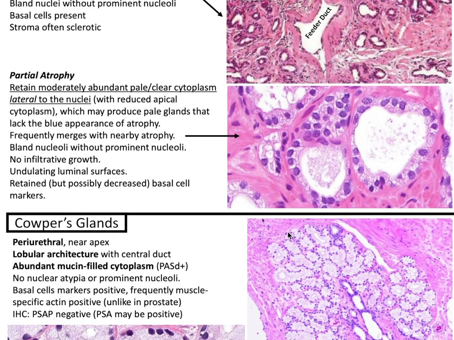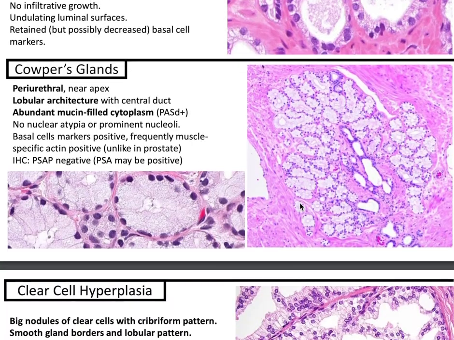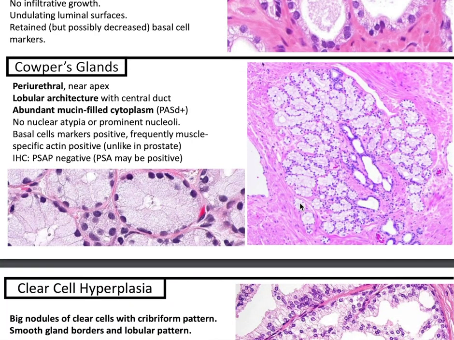Partial atrophy, where it'll retain moderately abundant pale clear cytoplasm lateral to the nuclei with reduced apical cytoplasm. And it can produce pale glands that lack the blue appearance of atrophy. And it frequently merges with nearby atrophy. You'll have bland nucleoli without prominence, no infiltrative growth, an undulating luminal surface, and retained but possibly decreased basal cell marker. Cowper's glands, I mentioned before, can be a mimic for foamy cell variant of acinar adenocarcinoma.